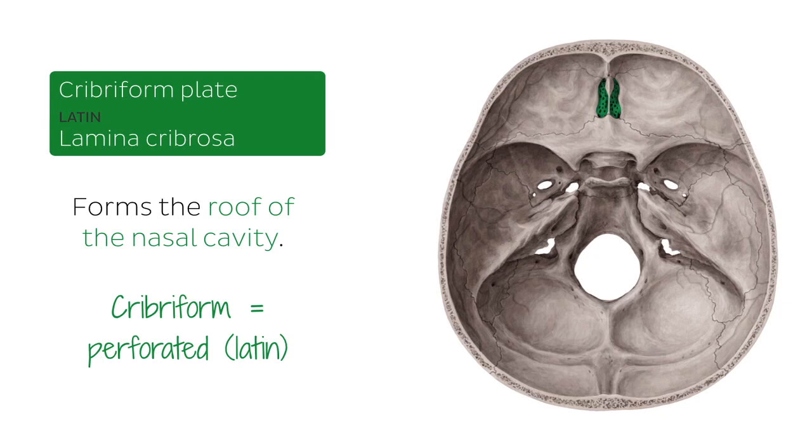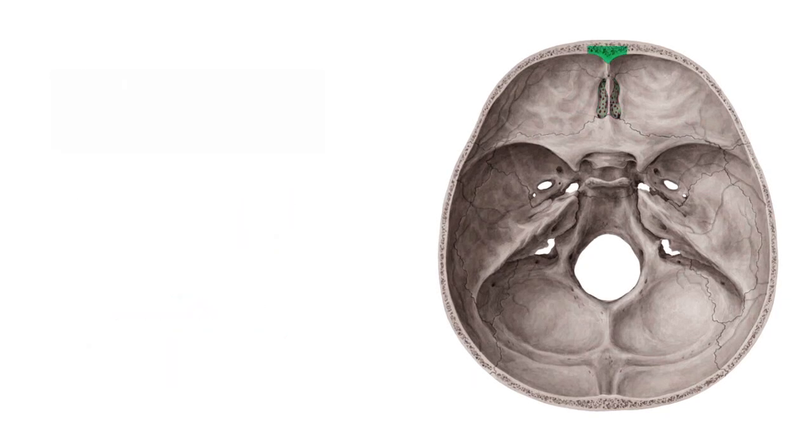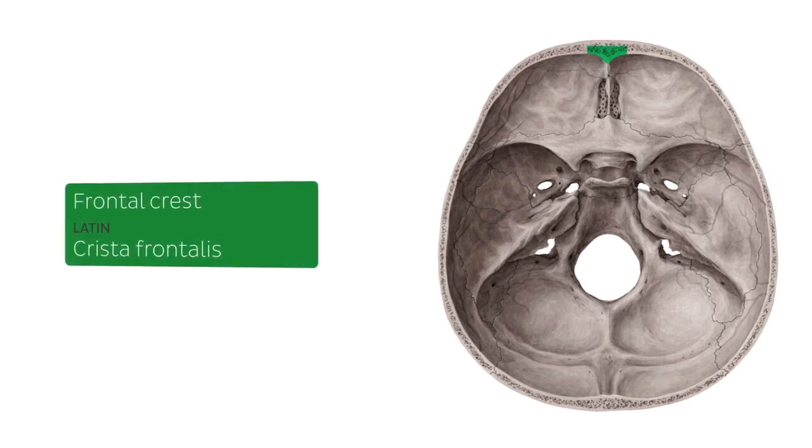And you can clearly see on this image that there are a lot of tiny holes where the different olfactory fibers will pass through and reach the anterior cranial fossa. The other structure that we're going to be highlighting here belongs to the frontal bone and is known as the frontal crest. The frontal crest is located on the frontal bone, as I mentioned, on the internal surface. From this aspect, we see the notch.